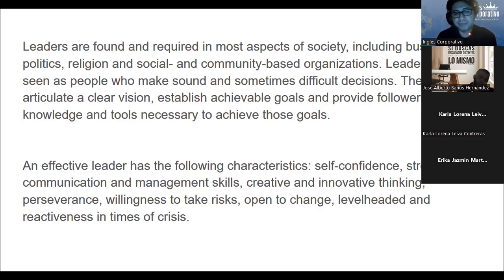And then it says an effective leader has the following characteristics. And yeah, they are very, very important. Self-confidence, yeah, you need to know that you know, right? You need to be sure what you are going to do. Strong communications, definitely. If you have an idea, you have a plan, you have to be able to communicate that to other people. Management skills, definitely, right? So to make decisions, not only any decision, but the right decisions. Creative, definitely, right? Sometimes there are problems. Managers are there to solve problems. Innovative thinking, yeah. You need to move forward on that one. Perseverance, of course.